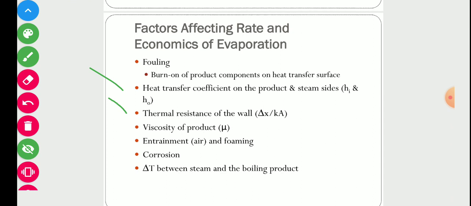Other ones are viscosity of the product, entrainment and foaming, corrosion, and the temperature difference. Again, we have to maintain a high temperature difference between the hot and cold fluid to increase the rate of heat transfer and economy of the evaporator.